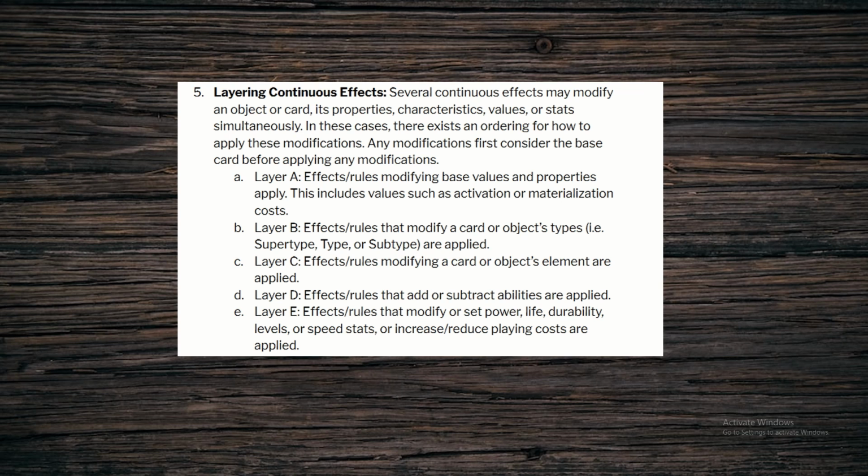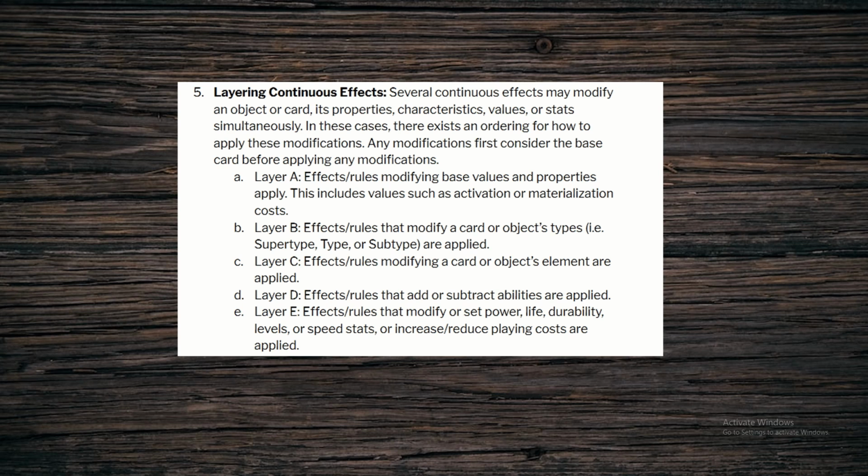Layer A, effects and rules that modify base values and properties, including values such as activation or materialization costs. Layer B, effects and rules that modify a card or object's types. Layer C, effects and rules that modify a card or object's element. Layer D, effects and rules that add or subtract abilities. And Layer E, effects and rules that modify or set power, life, durability, level, or seed stats, or increase or reduce playing costs. When applying these effects, you start by applying all effects in the uppermost layer.